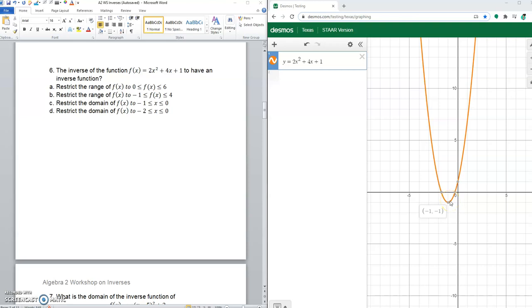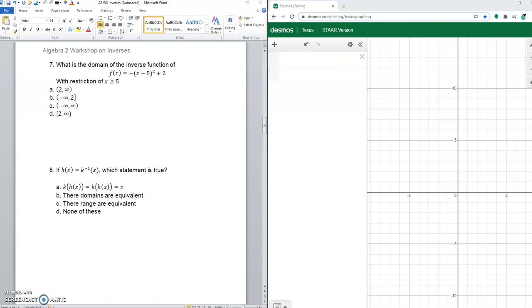But let's examine letter D, the domain of negative 2 to 0. Negative 2 is right about here, 0 is right about here, and this tiny set of values right here will not permit the horizontal line test. Therefore, your answer is letter C, which describes this chunk of values right here.